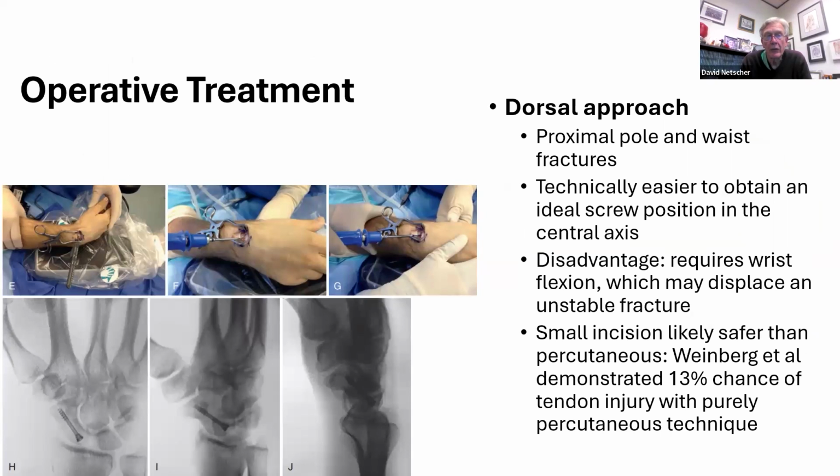You can also approach it dorsally, and this had a high popularity because you're looking straight down the pole of the scaphoid, and you can do it through a small incision. It's preferred to do it through a small incision rather than percutaneously because of the potential risk of extensor tendon injuries. But then here you can see the screw placed in an antegrade fashion from proximal to distal, and from dorsal to volar. So small incisions, and also therefore less invasive.